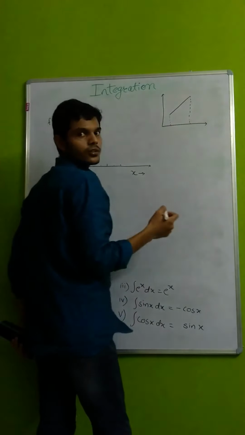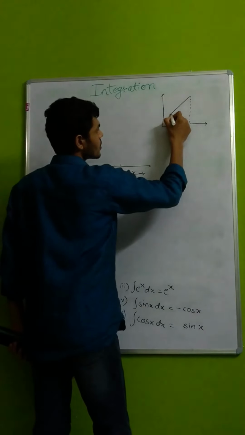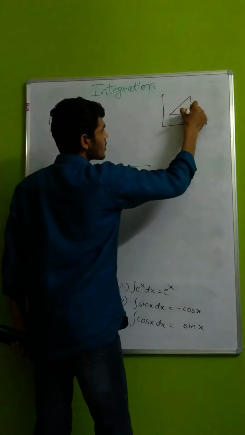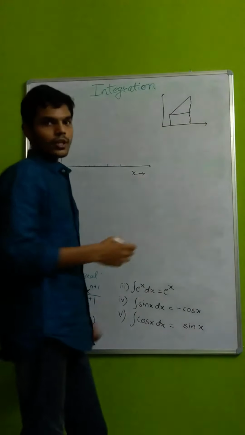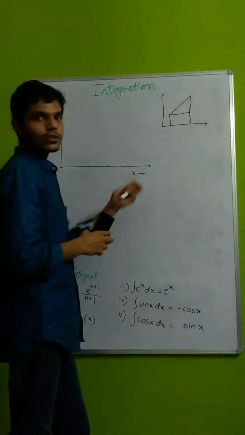If this is the linear curve, then area under the curve will be sum of the area of this triangle and area of this rectangle. So this is very easy to find the area of the curve because it was linear.